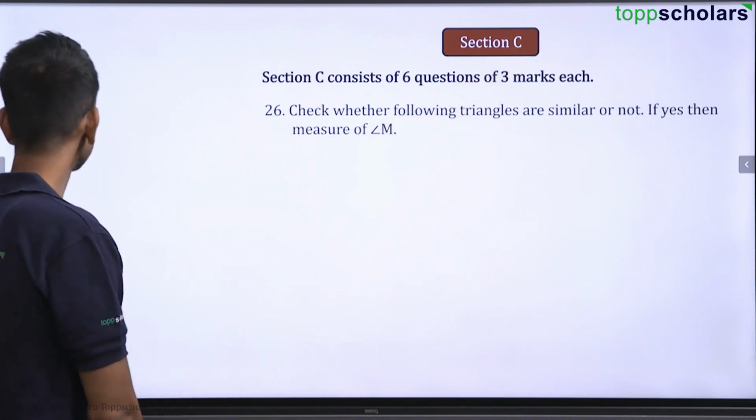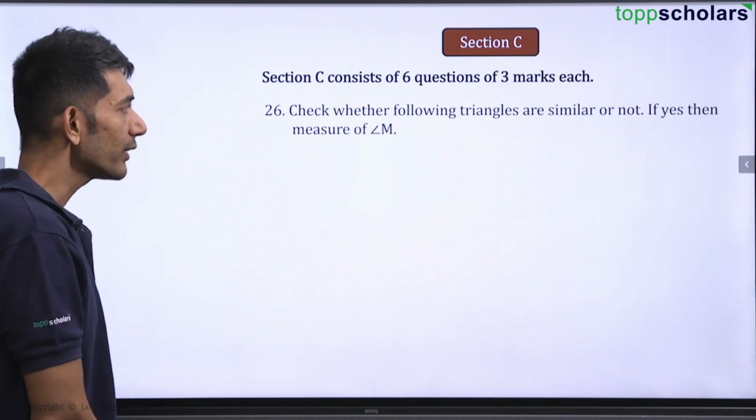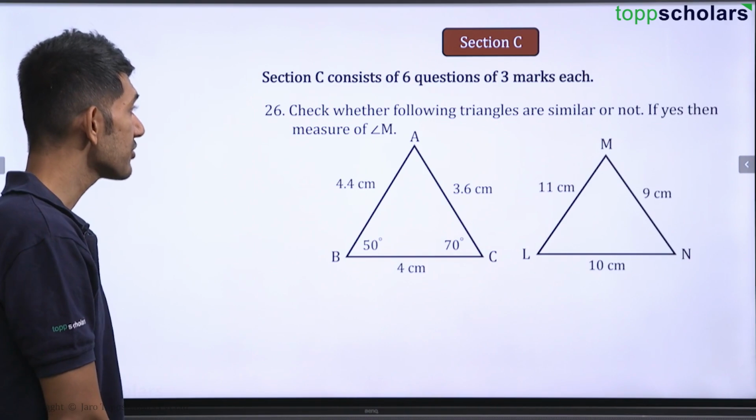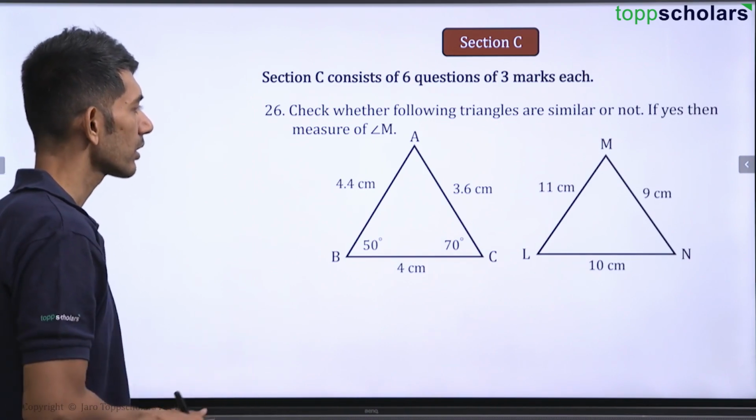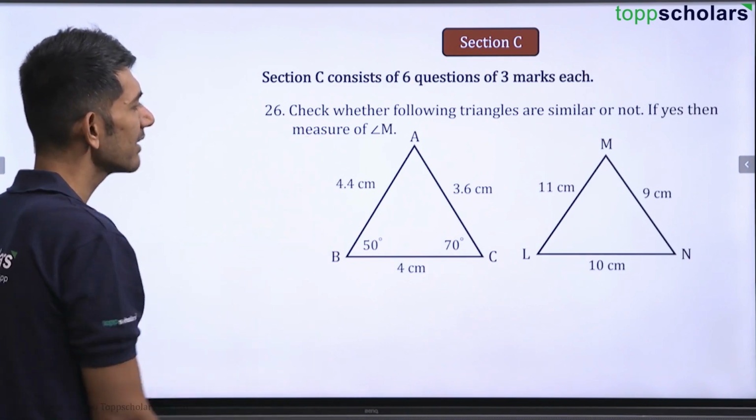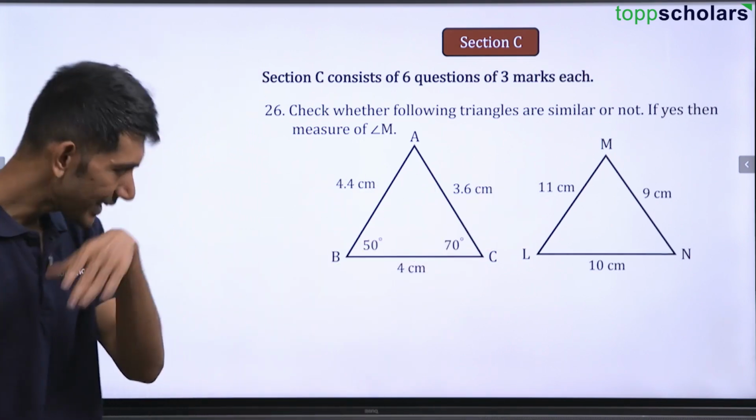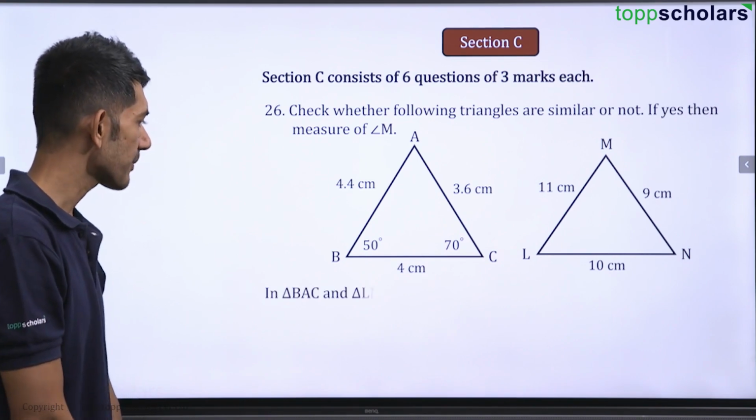The first question says, check whether the following triangles are similar or not. If yes, then what is the measure of angle M? So we are supposed to check whether the two triangles are similar or not. What is given? 3 sides are given. So what will we do? We'll take the ratio of the corresponding sides and check.